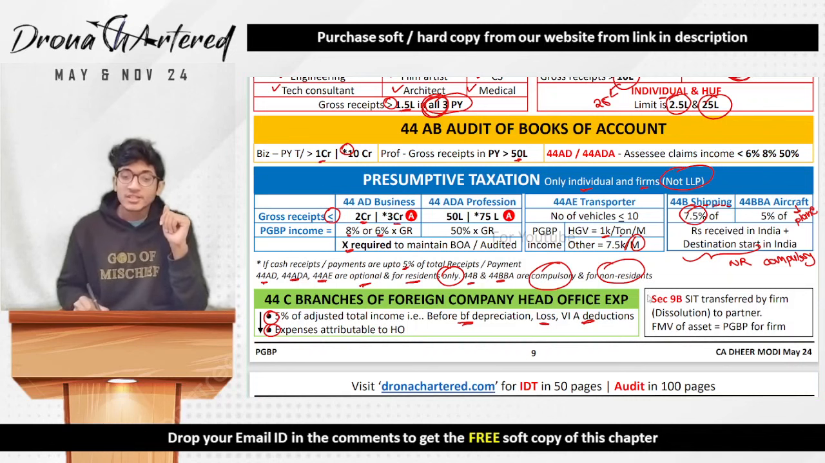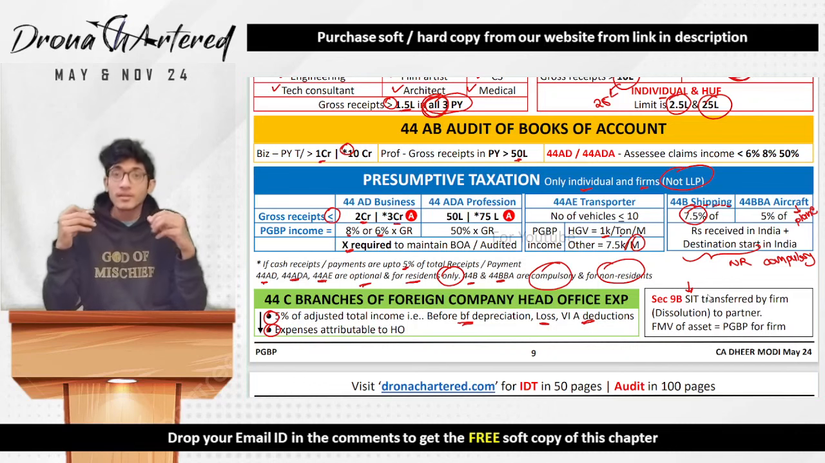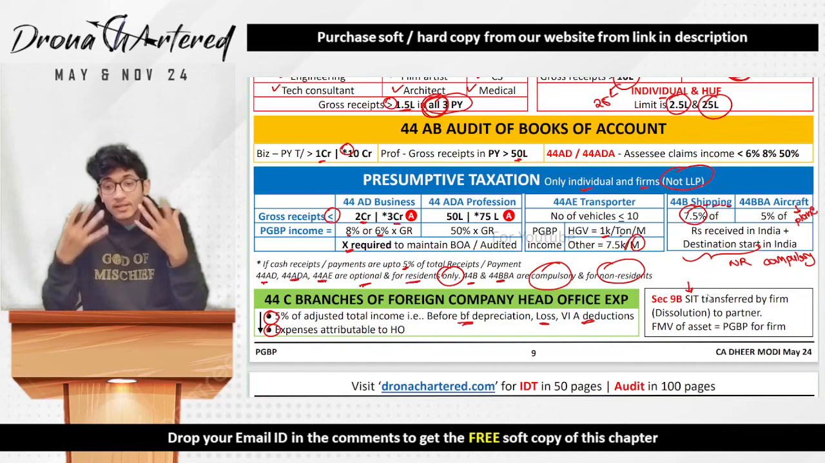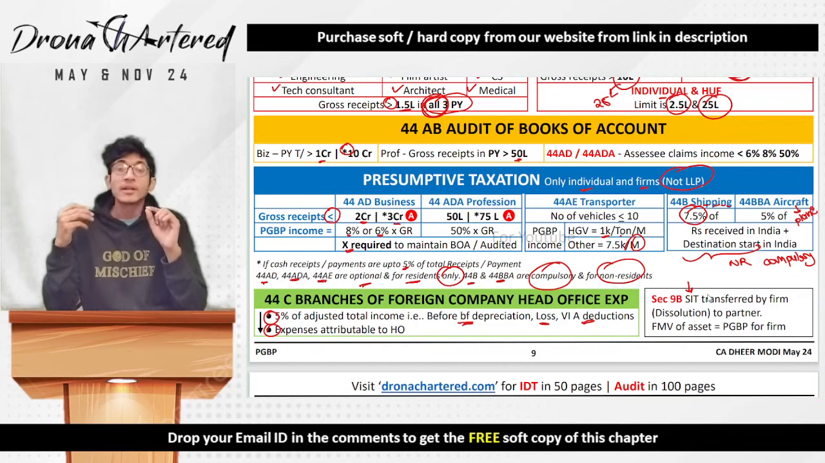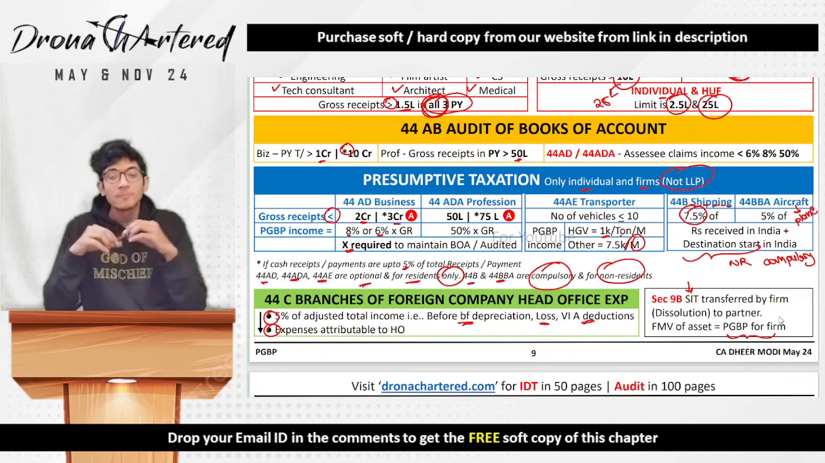And last is your section 9B. Section 9B applies when stock in trade is transferred by a firm to a partner. If a firm is being dissolved and the assets are given to a partner, in such a case, the fair market value of the asset for the firm will be the PGBP income for the firm.